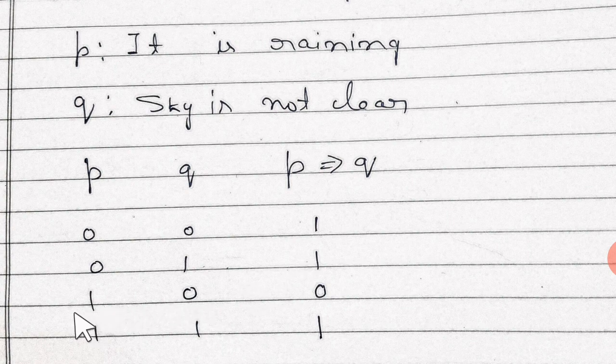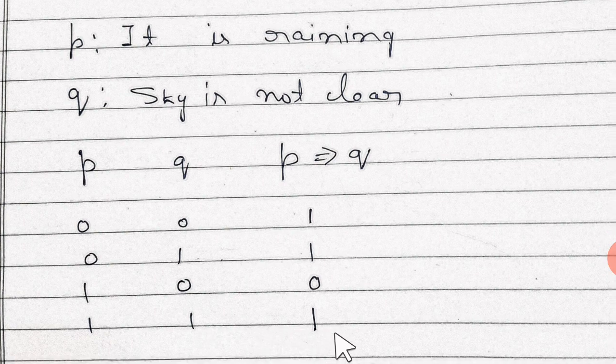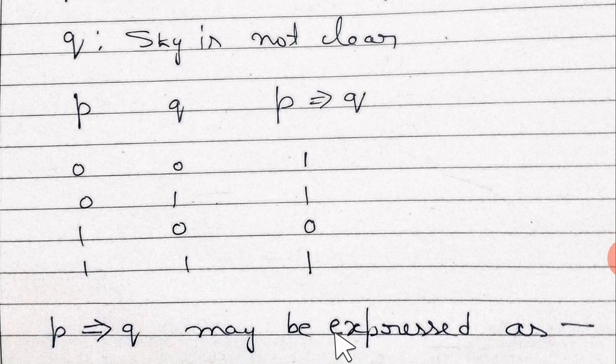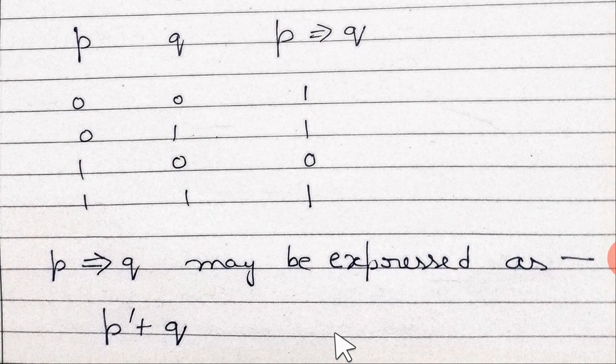The third row says it is raining. If it is raining, then the sky is clear. So it is false or 0. In the last one, both have the value true. It means it is raining. If it is raining, then the sky is not clear. So that is true. With the help of this example, I think everybody has understood it well.